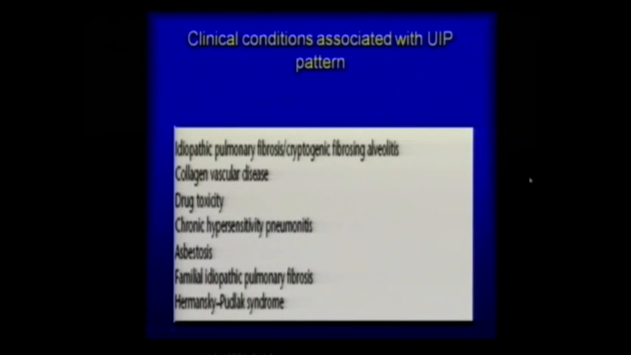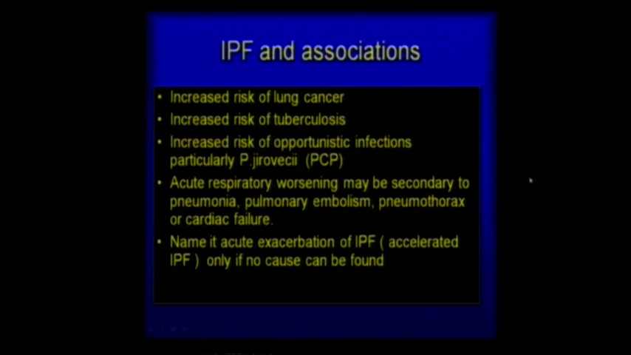And what are the clinical conditions associated with the UIP pattern? Of course, the most important is idiopathic pulmonary fibrosis. Then, as we said earlier, collagen vascular disease, drug toxicity, even chronic hypersensitivity pneumonitis, asbestosis, familial idiopathic pulmonary fibrosis, which is now a well-known entity, and also Hermansky-Pudlak syndrome. And what are the associations of IPF? IPF is a very important, very significant disease all over the world. What are its associations?